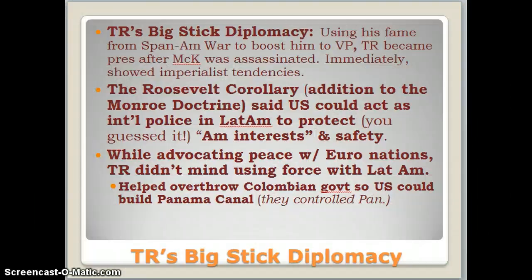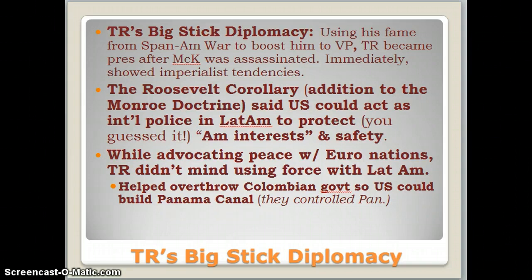So let's talk about Teddy Roosevelt's big stick diplomacy. Using the fame that he gained in the Spanish-American War as the leader of the Rough Riders, Teddy Roosevelt came home a war hero, even though, if you recall, the real heroes of the Spanish-American War were not the Rough Riders. They were the African-American soldiers in the 9th and 10th Cavalries, the so-called Buffalo Soldiers. I want you to remember that, okay? But it didn't matter because he had propaganda on his side, and everybody remembered the Rough Riders, and it allowed him to get on the Republican ticket.